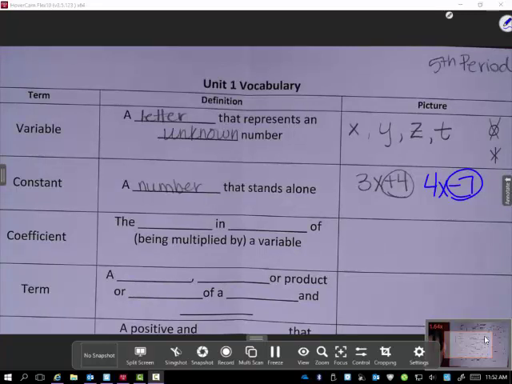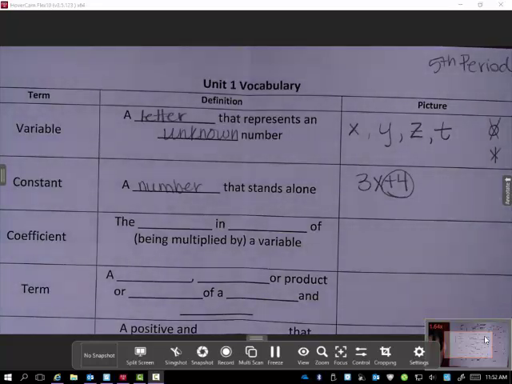So it's important that you pay attention to the sign whenever you're talking about the constant. Does that make sense? How that's a constant? There's no variable attached. It's never going to change. It's always going to be a positive 4.